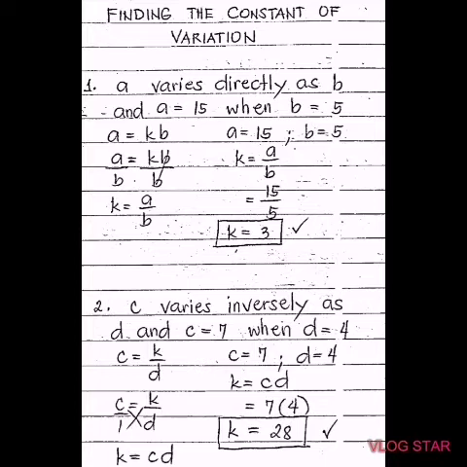Are we going to find the constant of variation? Okay, so number 1, A varies directly as B, and A equals 15 when B equals 5. So, unang-unang gagawin ay gagawa muna tayo ng formula or i-interpret natin itong expression na nandito. A varies directly as B. So, eto yan. A equals KB.